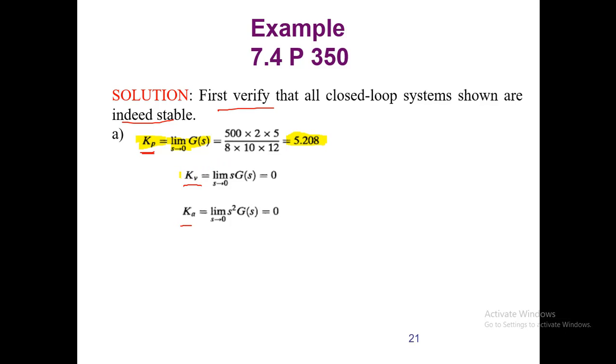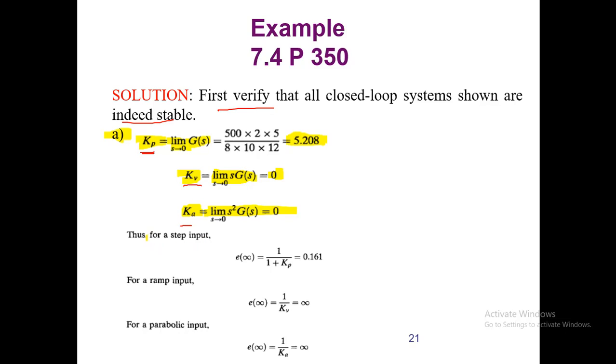Similarly, if you find the value of Kv, you have to put this value, and it turns out to be the value of s. This Kv is actually 0 for the first system, and for the second system, for the value of Ka for the same system, first system A, you can see this is the A, and the acceleration constant turns out to be also 0. So for a step input, E infinity becomes 1 divided by 1 plus Kp, and Kp is basically 5.28, so this becomes 6.208, and when you divide 1 by 6.208, you get 0.161.